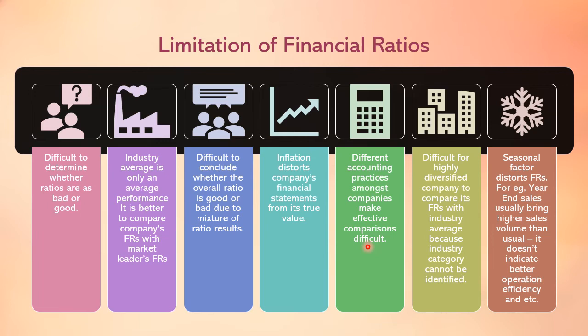Next is difficult for highly diversified company to compare its financial ratio with industry average because the industry category cannot be identified. This is importantly true for conglomerate companies. For example, like Sime Darby in Malaysia. Sime Darby dabbles in a lot of industries: the property industry, the plantation industry, the automotive, the consumer product industry. So if they want to compare their ratios, which industry should they compare with? Because they have a lot of hands in many industries.